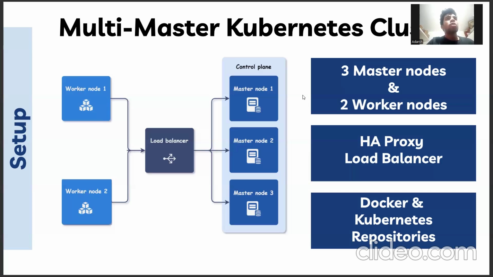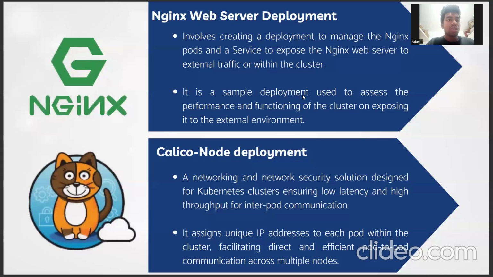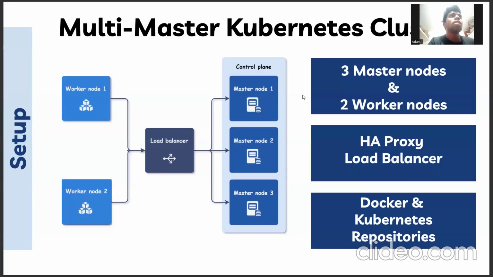Then let's move on to our HA proxy load balancer. We'll move on to the next slide. Before going to Nginx, we'll just run through what HA proxy load balancers are. HA proxy is a reliable and high performance load balancer that can be used to distribute traffic. Whenever there is huge traffic, we use something called a load balancer to distribute the load across multiple nodes. In the context of a Kubernetes cluster, HA proxy can be used to balance the traffic between multiple master nodes.